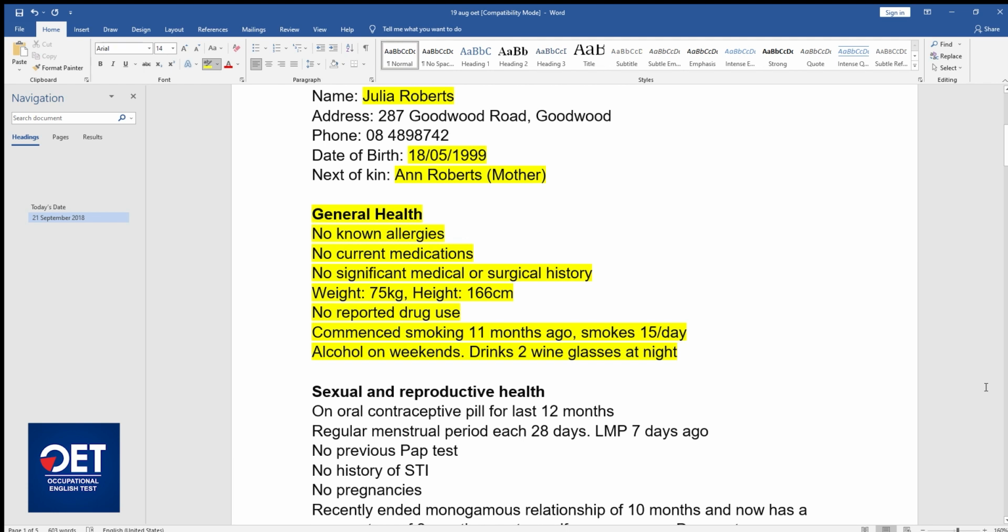One more thing, in the next line we can mention her weight. We can write, she has gained 10 kilograms over the past 12 months and currently weighs 75 kilograms.